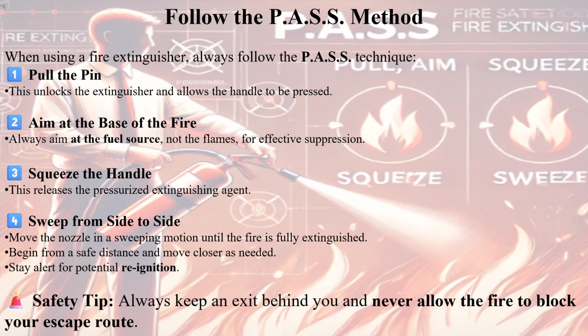4. Sweep from side to side. Move the nozzle in a sweeping motion until the fire is fully extinguished. Begin from a safe distance and move closer as needed. Stay alert for potential reignition. Safety tip: always keep an exit behind you and never allow the fire to block your escape route.